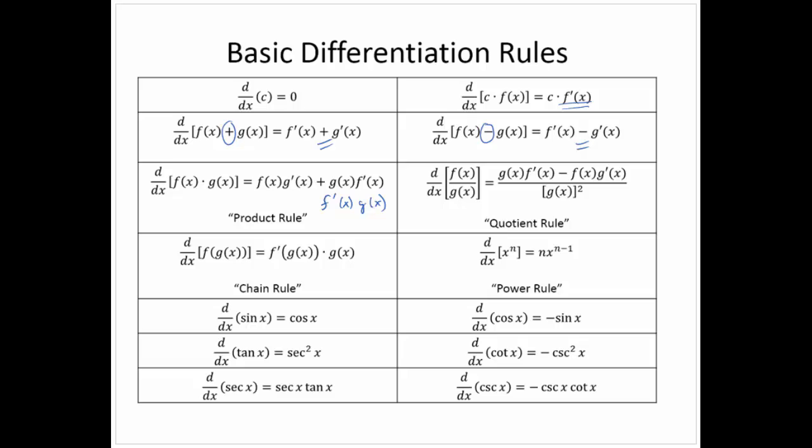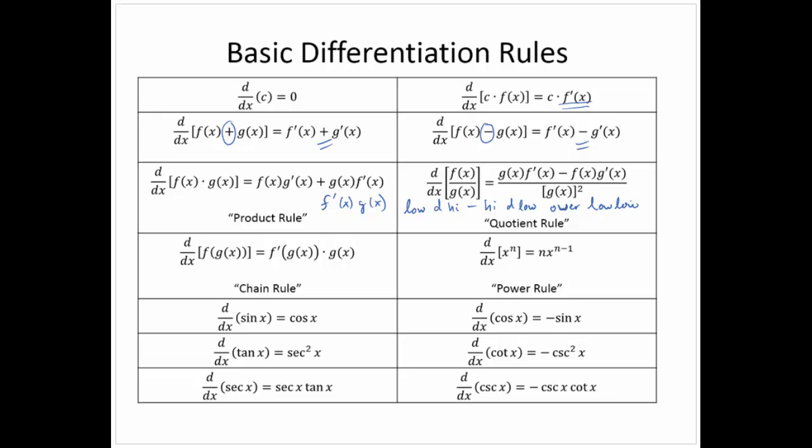The quotient rule: the derivative of a quotient of f over g is g of x times f prime of x minus f of x times g prime of x, over g of x squared. There's a little way to remember this, a mnemonic device. The low function, low d high minus high d low, over low low. That's the device.